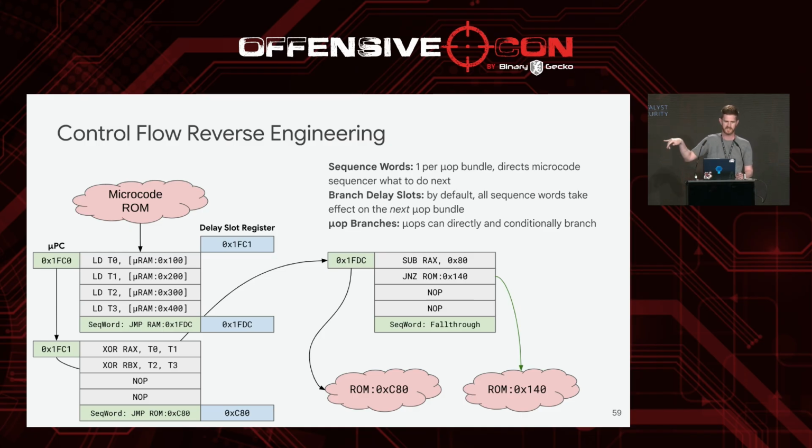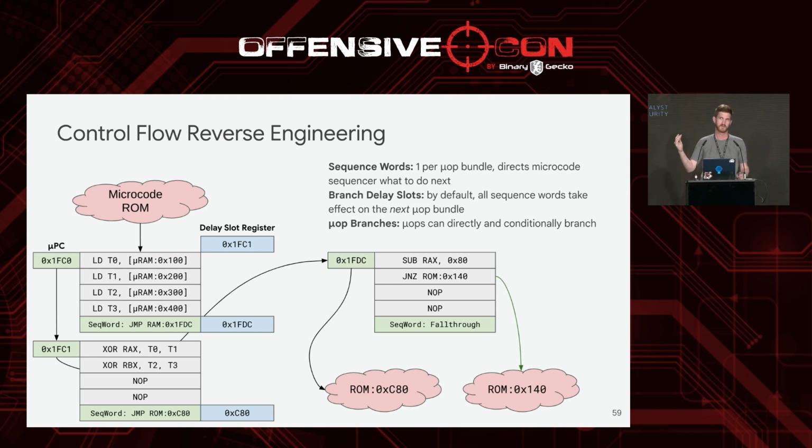First we have these sequence words, and you can think of these as 32 bits. They're attached to every quad, and they're basically an instruction for the microcode sequencer, which is typically some kind of jump, right? So we have some jumps to different patch RAMs and then jumps to ROM. It can also say stop executing microcode and then go to the next x86 instruction.